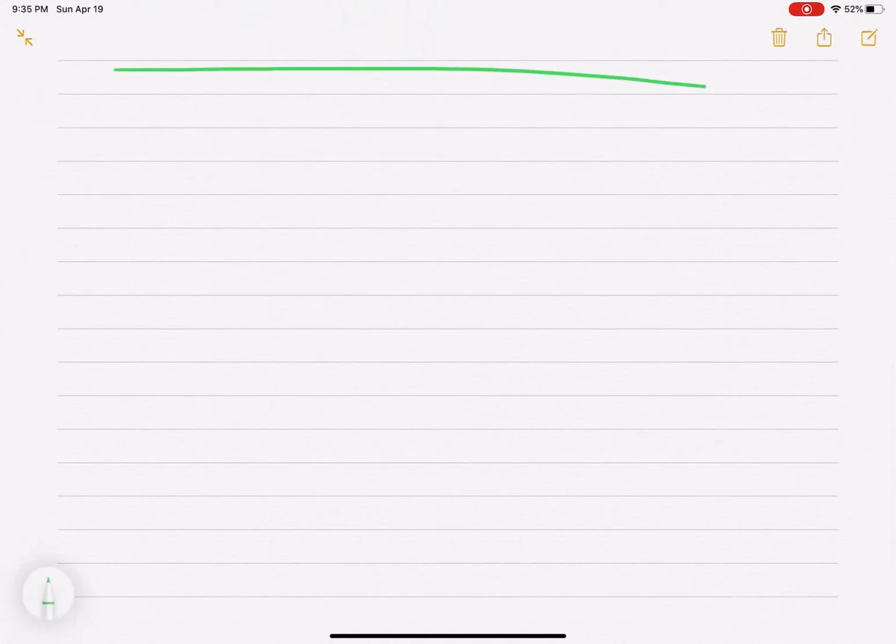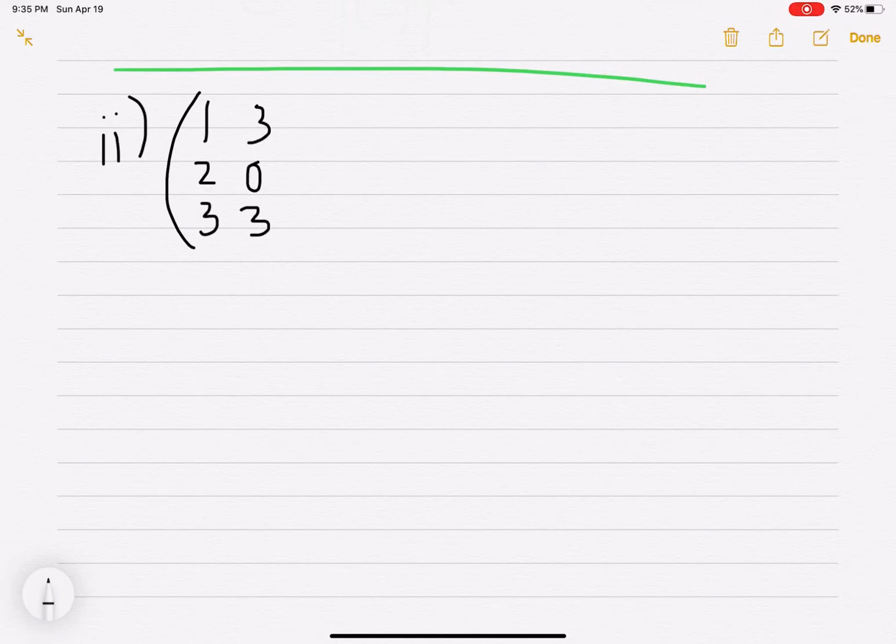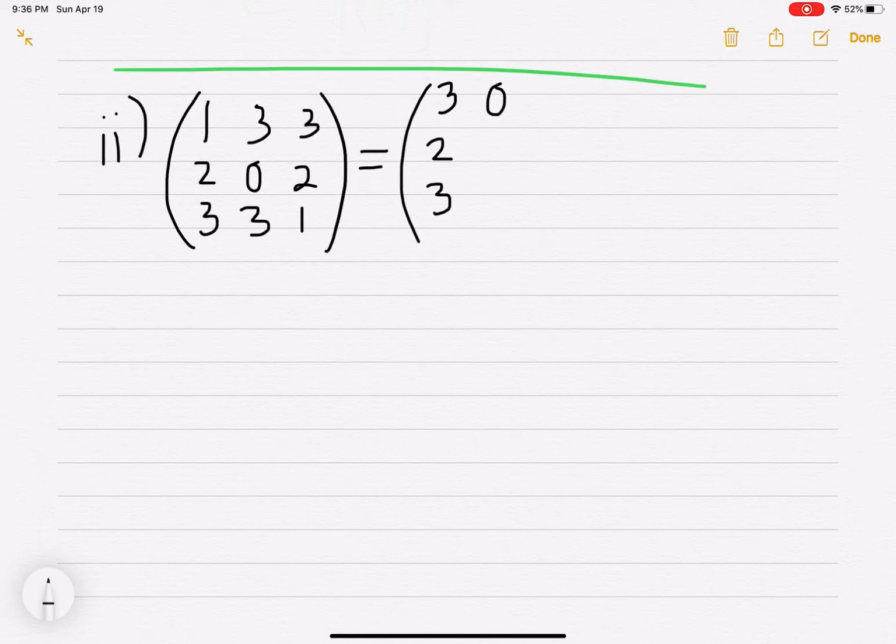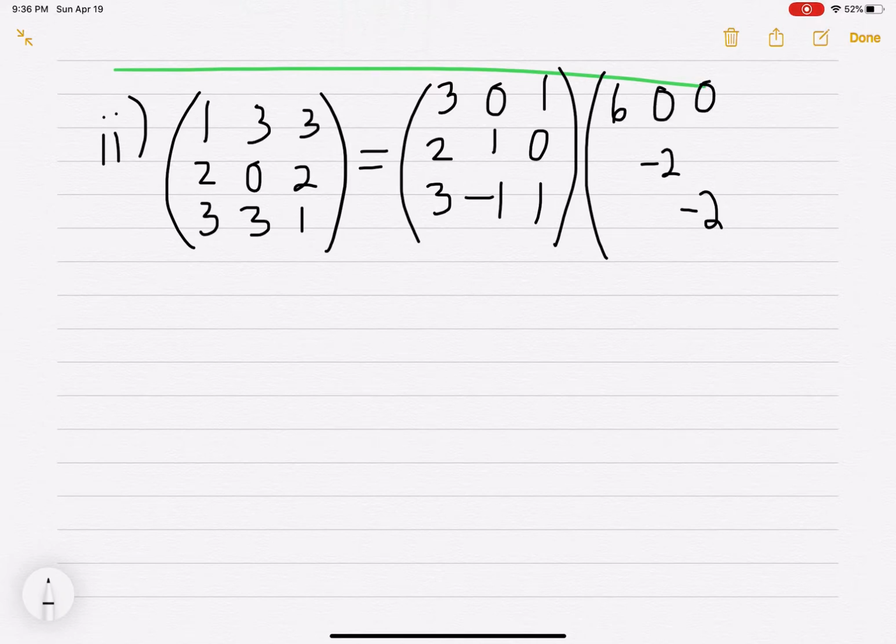So number 2. Let's say I've got a 3 by 3 this time. So my A is going to be 1, 2, 3, 3, 0, 3, 3, 2, 1. This is my matrix A. And let's say that factors into PDP inverse, such as 3, 2, 3, 0, 1, negative 1, 1, 0, 1. That's my P. And then my D is going to be 6, negative 2 down the main diagonal, and then zeros everywhere else.